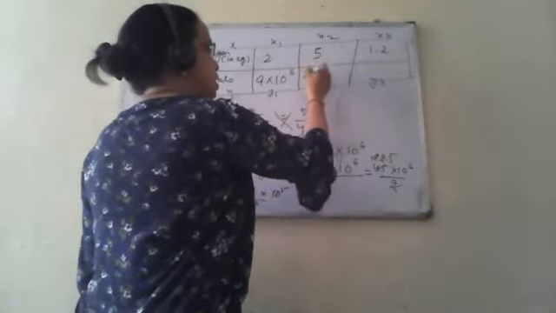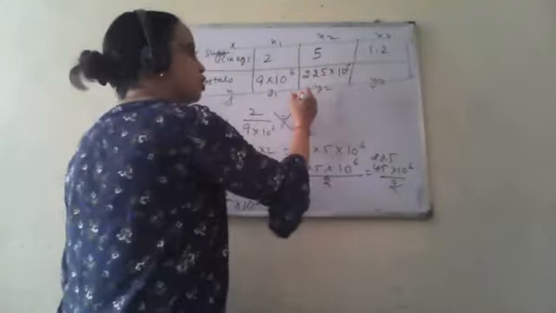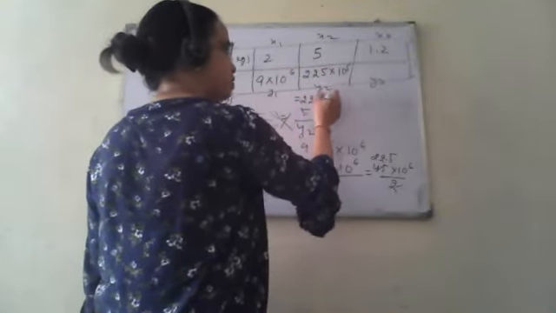So in 5 kgs of sugar there are 225 into 10 to the power 5 crystals, or you can also write 22.5 into 10 to the power 6. This is one and the same thing.